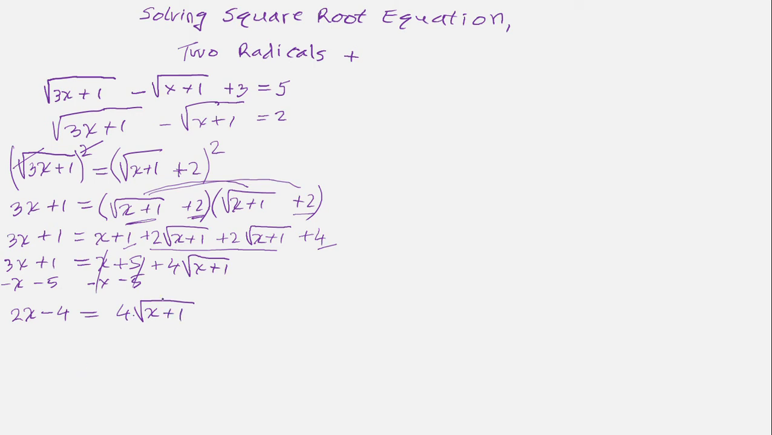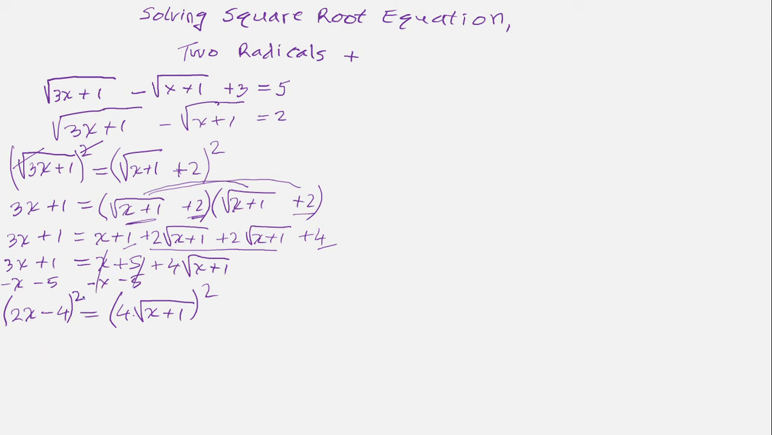Now to get the root completely by itself, we should divide by 4. But if we divide by 4, we'll get a fraction, and I'm thinking some of you might not be really comfortable with that, so this should be good enough. So just square it, and then whatever we do to one side, we need to do to the other.